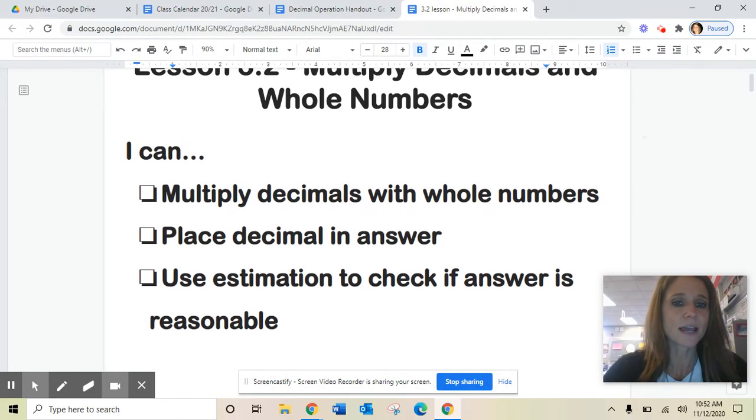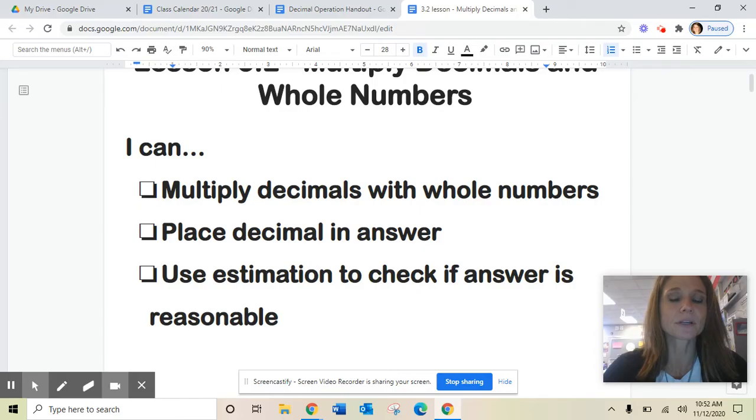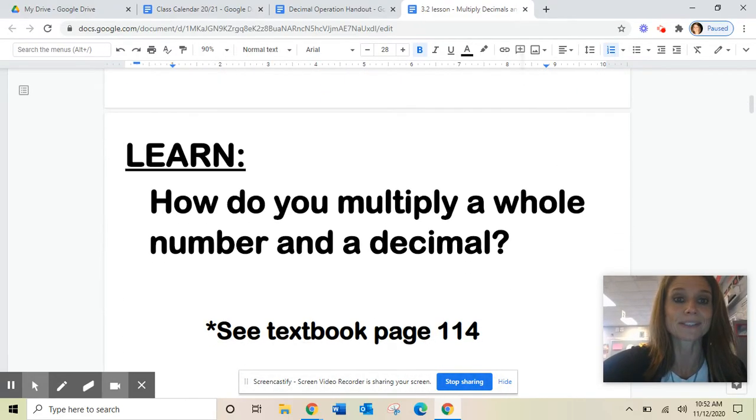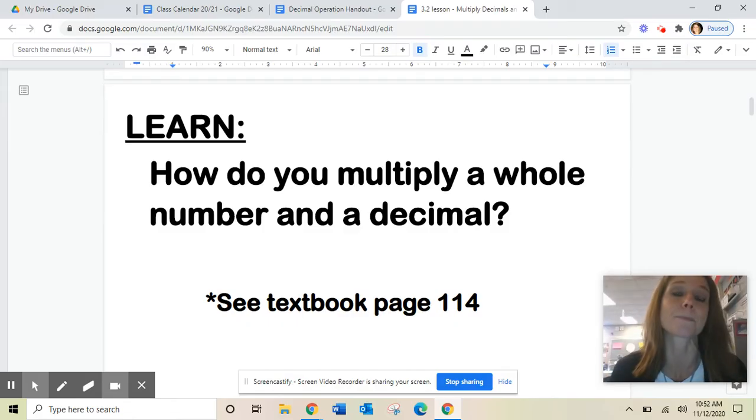Our skills for today are multiplying decimals with whole numbers, making sure we have a decimal in our answer correctly placed, and then always using that estimation from our first lesson to just check and make sure that our answer is close and reasonable. That way it doesn't get marked wrong if we can avoid finding a mistake before it gets checked. So how exactly do we multiply a whole number and a decimal?